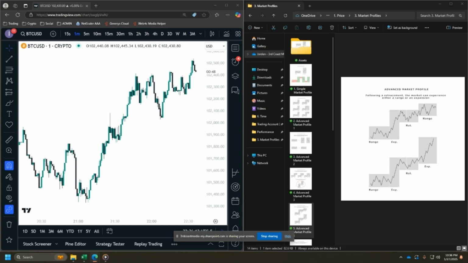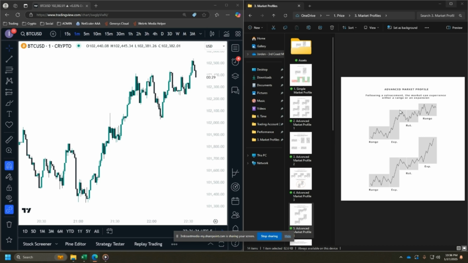All right. Next, I just want to take a look at retracement profiles. Following a retracement, the market can either experience a range or an expansion.